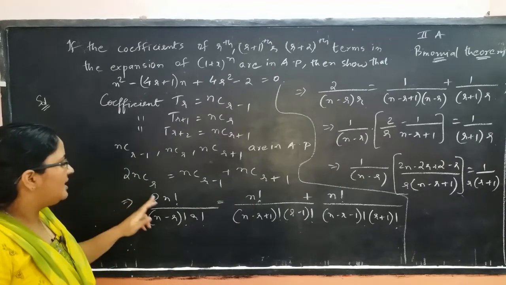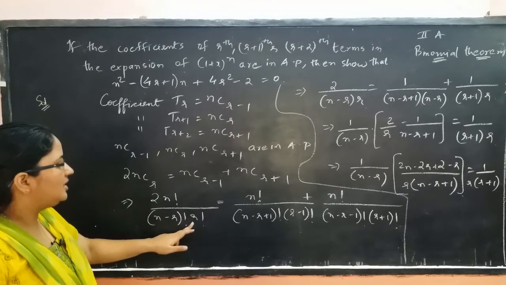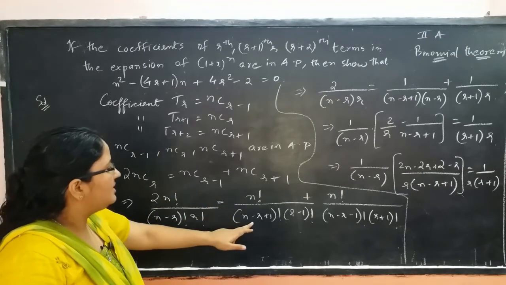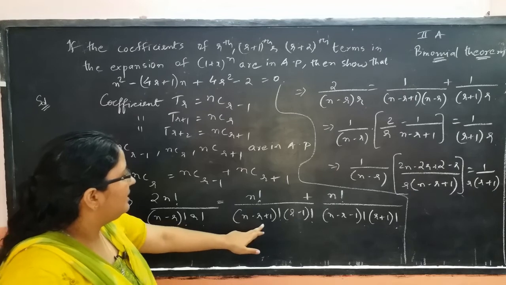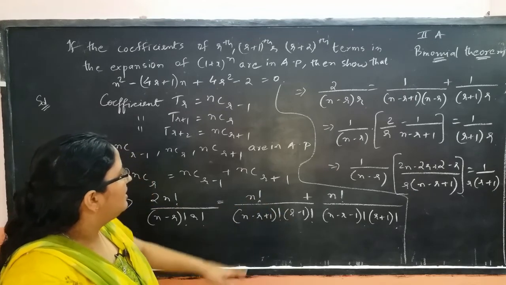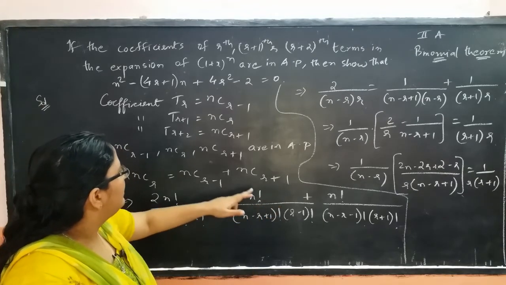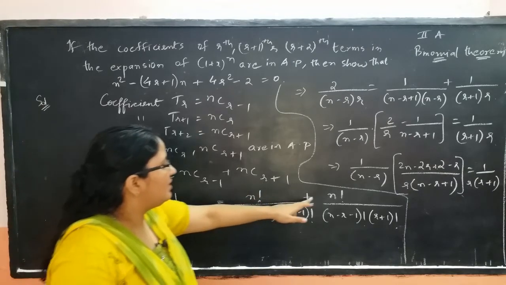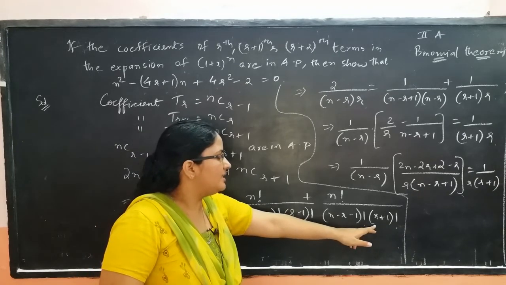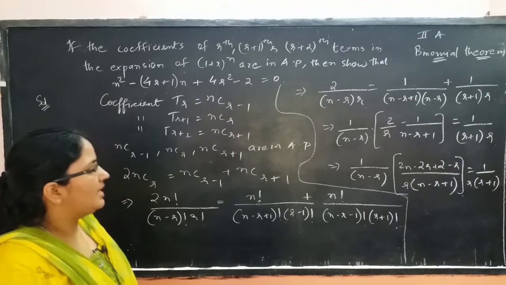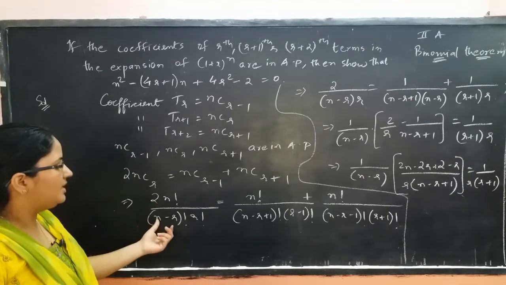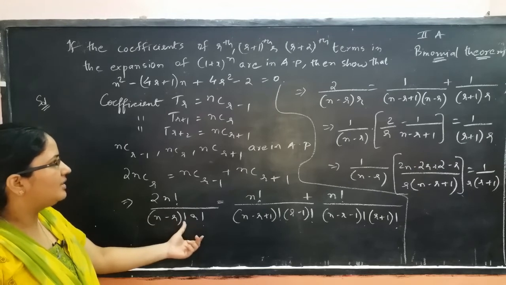2 nCr is n factorial by (n−r) factorial into r factorial. nC(r−1) is n factorial by (n−r+1) factorial into (r−1) factorial, plus you have nC(r+1) is n factorial by (n−r−1) factorial into (r+1) factorial. So, all this we are writing in the form of n factorial by (n−r) factorial into r factorial.